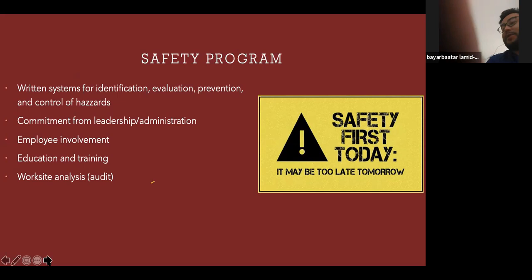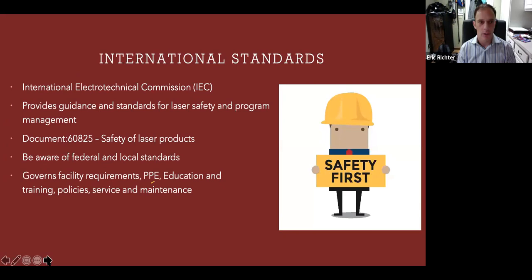Yes. So international standards, there's an organization called the International Electrotechnical Commission. They provide guidance and standards for laser safety and program management. There's a specific document that you can reference, 60825, on the safety of laser products. It's also important to note if there are federal and local standards for your particular environment. These requirements govern both facility requirements, PPE, which is personal protective equipment like eye protection, ongoing education and training, policies, service and maintenance.